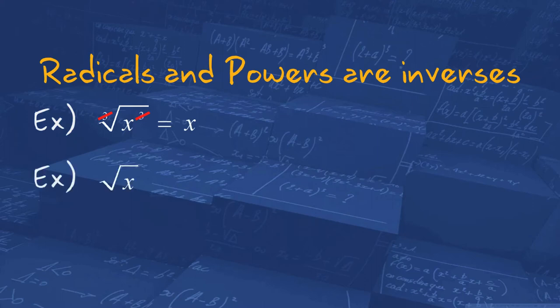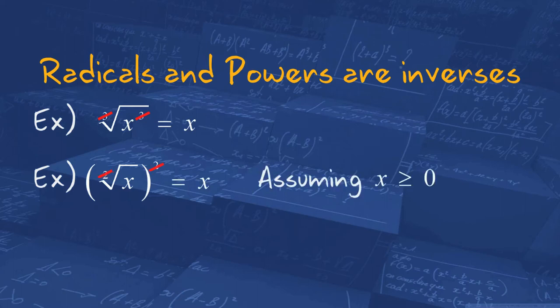Likewise, if you start with a square root, let's say the square root of x, and again, remember, because it's a square root, that's an understood 2. To get rid of that square root, we would square it. These two 2's here, the square root and the square, are inverses. They will undo each other, and you're left with just the x underneath.